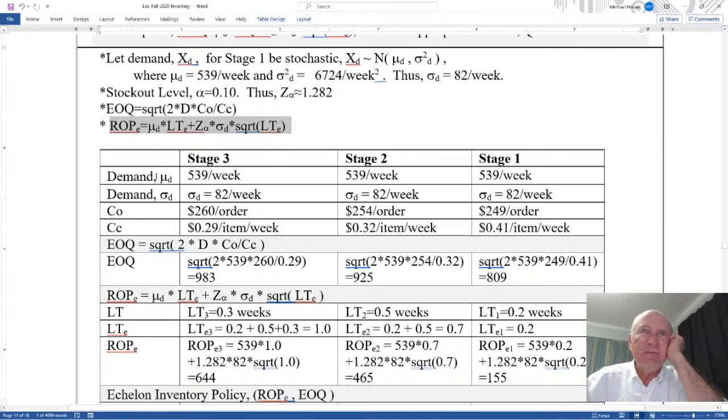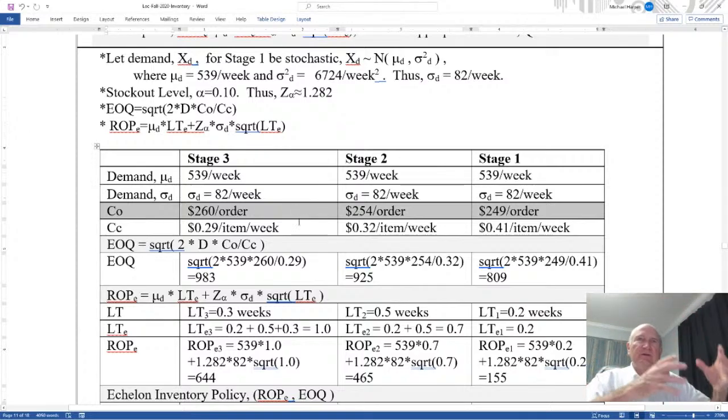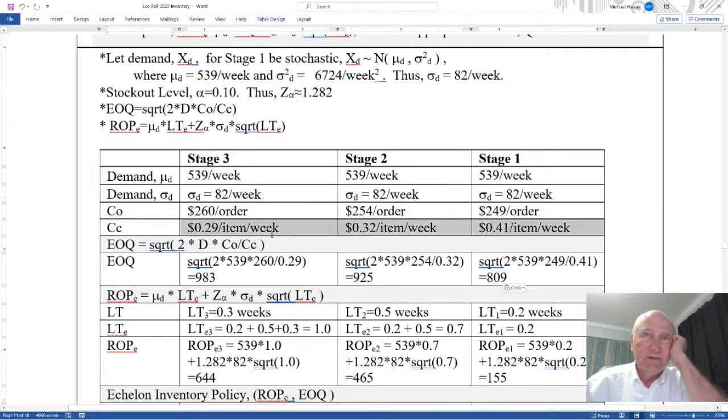So here's the demand that's given. Here's the demand mean. Here's the demand standard deviation that's given up here. Now notice the ordering cost for each stage is different, which is probably true. Each stage, the retailer and distributor, their ordering costs are going to be different. The carrying costs are going to be different. So these are given for each stage.